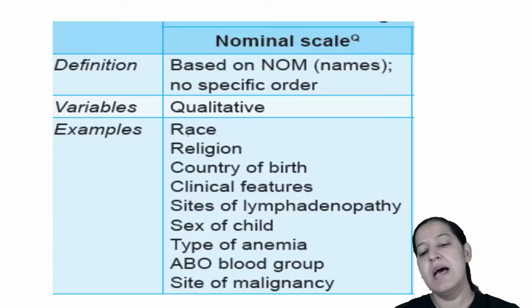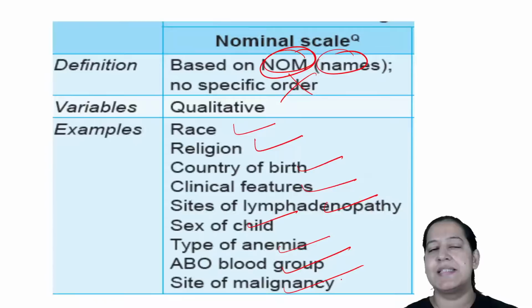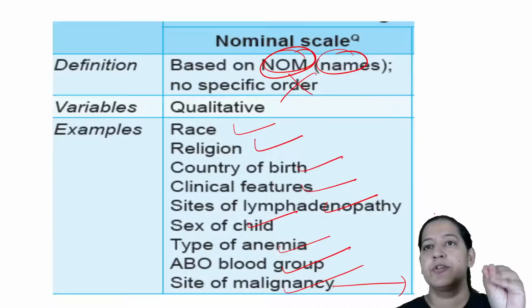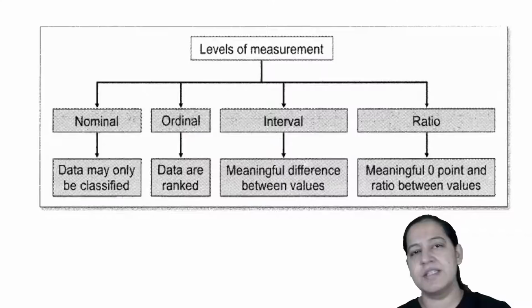So race, religion, country of birth, clinical features, lymphadenopathy, sex of the child, type of anemia, ABO blood grouping, site of malignancy. So what is the site of malignancy in the body? Whether it is brain, stomach, what is the site? So some name is there. So name means nominal. There is no number. There is no order. Give me a thumbs up. That is the first type, nominal. Done.